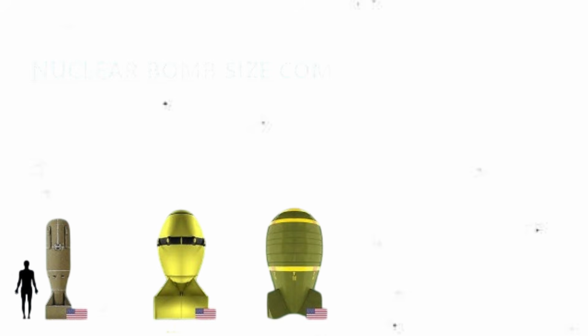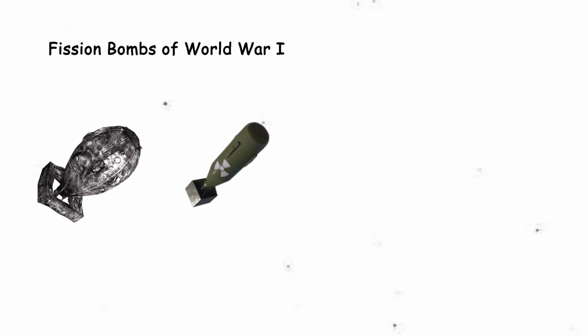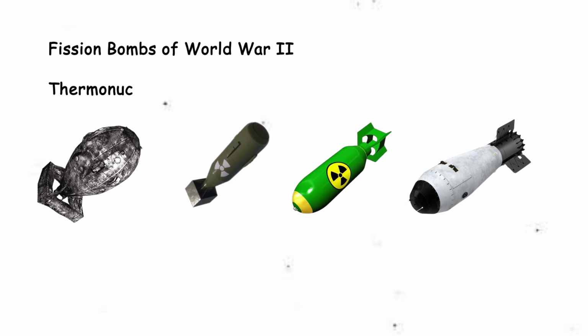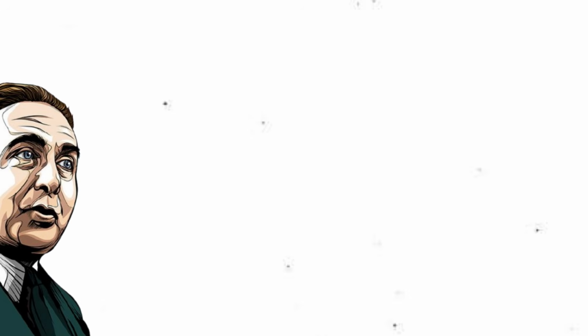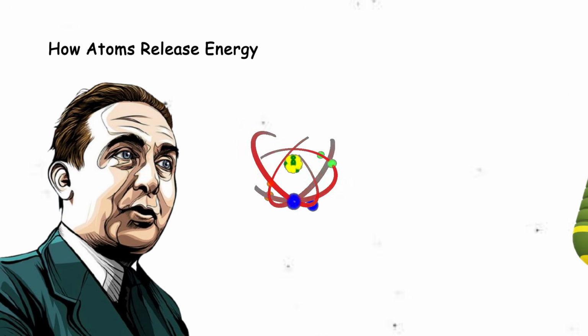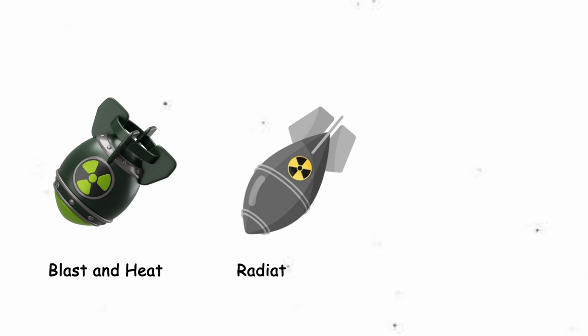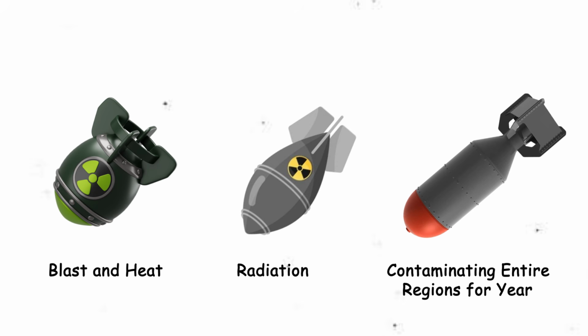Nuclear weapons evolved rapidly in just a few decades, moving from the relatively simple fission bombs of World War II to the extremely complex thermonuclear warheads that exist today. What began as a scientific discovery about how atoms release energy eventually became one of the most powerful technologies ever created by humans. Some nuclear weapons were designed to maximize blast and heat, others to increase radiation, and some even explored the idea of contaminating entire regions for years.